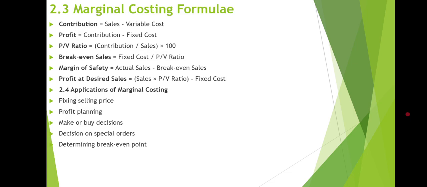And these are the applications of marginal costing: fixing selling price, profit planning, make or buy decision, and decision on special order. It is very helpful in determining break even point. Okay, so these are the very important formulas, and most of the questions asked in the NET exam are based on these formulas.